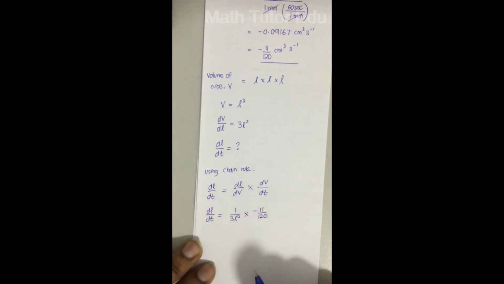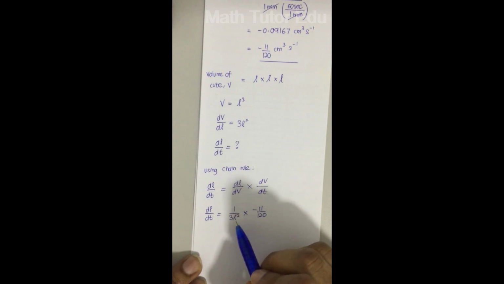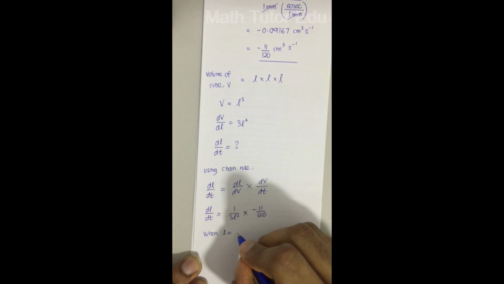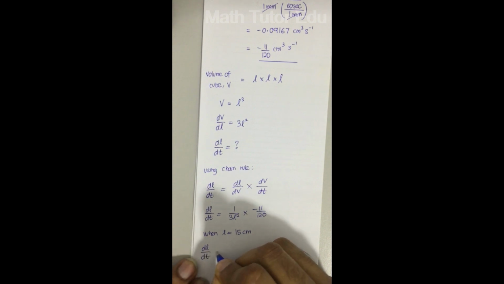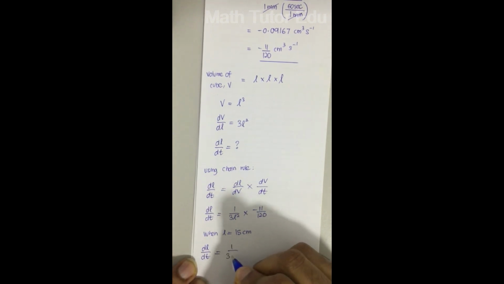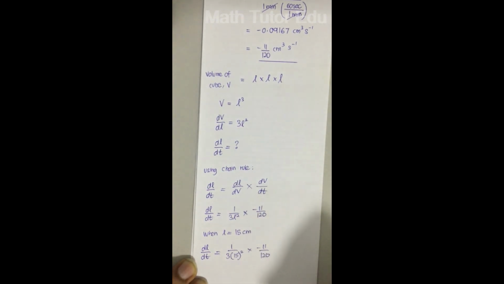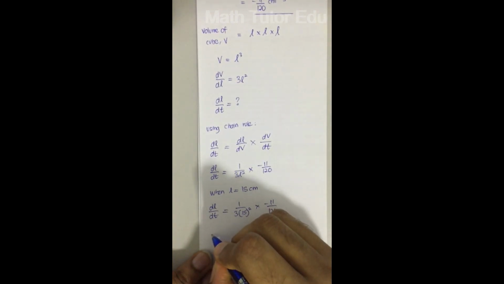For the next step, we're going to substitute L equals 15, which is represented as 15 centimeters. So when L is equal to 15 centimeters, dl over dt is equal to 1 over 3 times 15 square, times negative 11 over 120. You solve this, and from here you should get your answer.